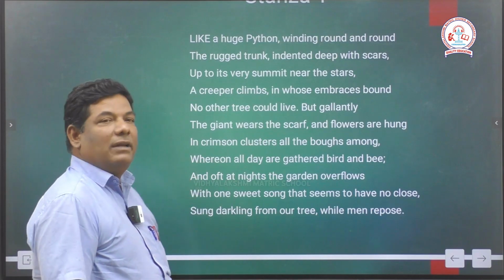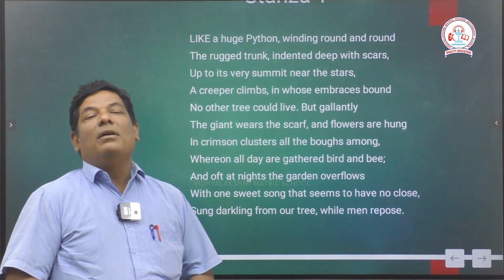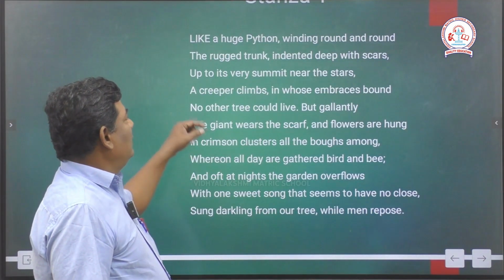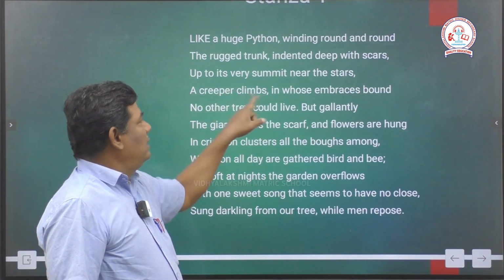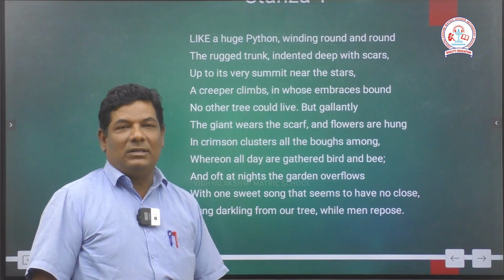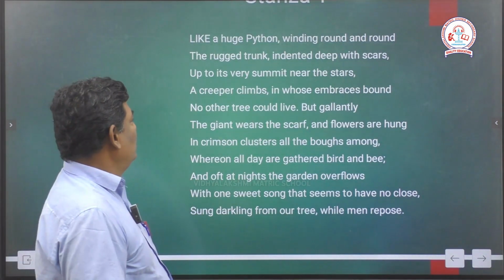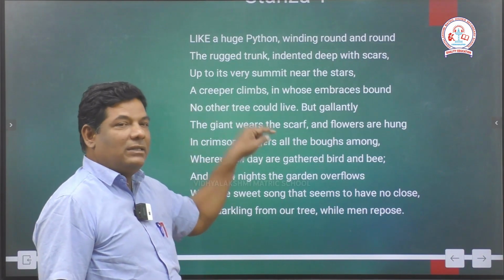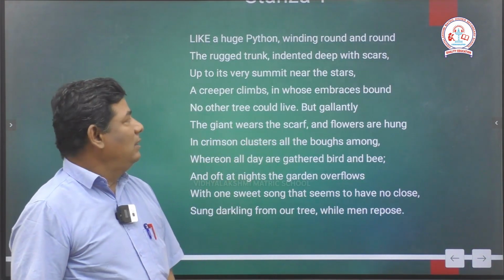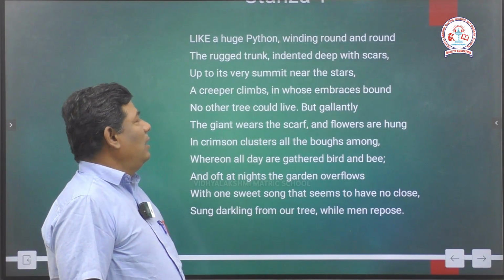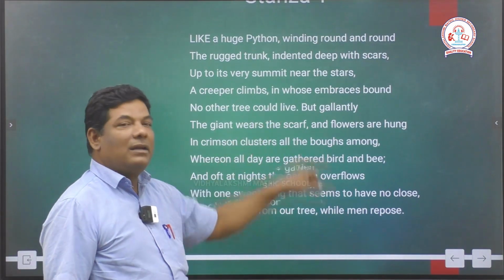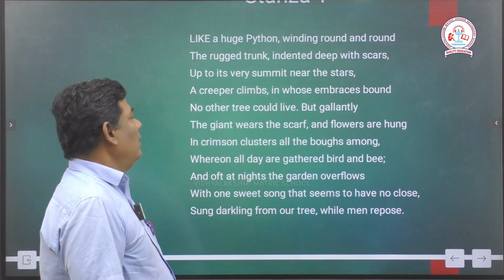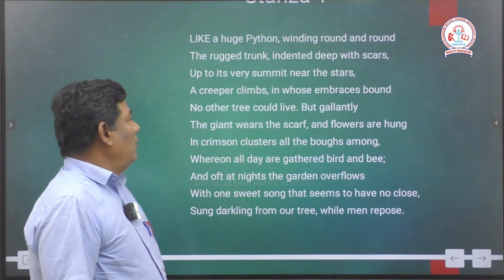No other tree could live. It means other trees may die, because this creeper crushes the tree into nothing. Therefore, the other trees will die, but this tree is very old and strong, and it faces us gallantly and is still living. If it were another tree, it would die.